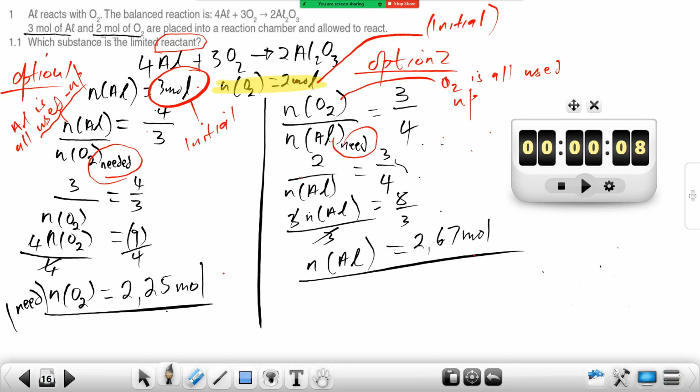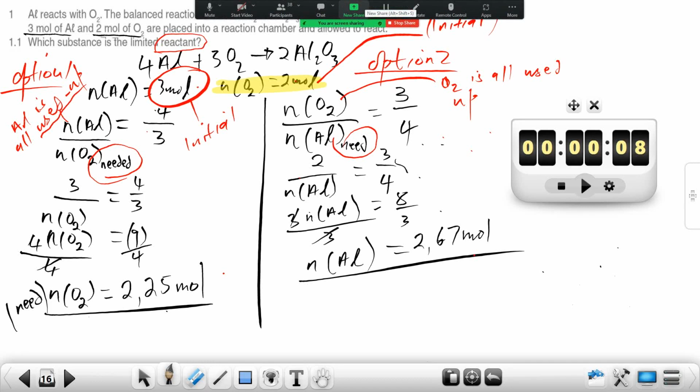Teacher, according to Wena, which one is a limiting reactant? Wait a bit. We are coming there. Remember, we still have that option from Ritabile. Okay. Other hands, the chat is empty.